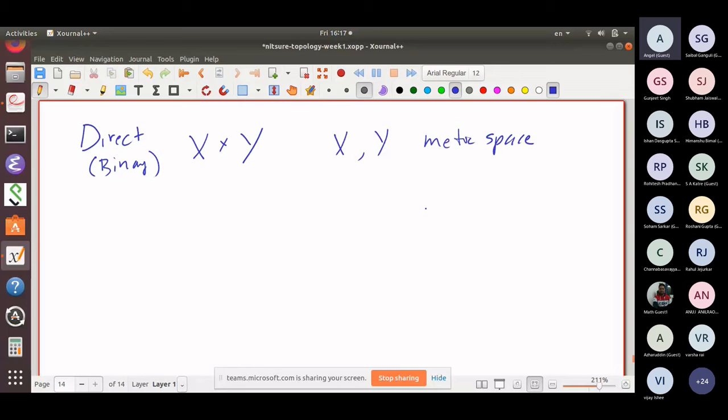Now let me ask you, you have been to school, college onwards you have been taught metric spaces. Am I right? In BSc, were there metric spaces? Yes. And in MSc, again, you have studied metric spaces? Yes. Have you seen direct product of metric spaces? Yes. Okay. So how is it defined?